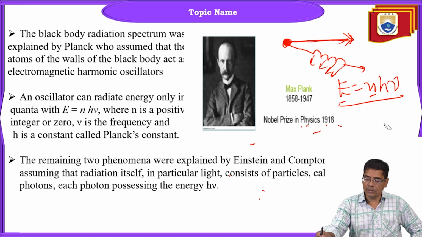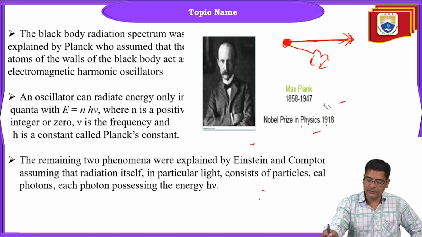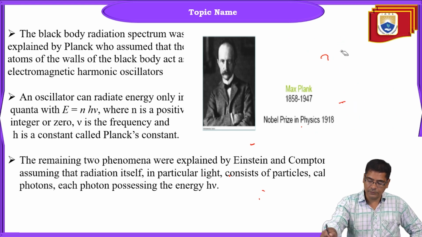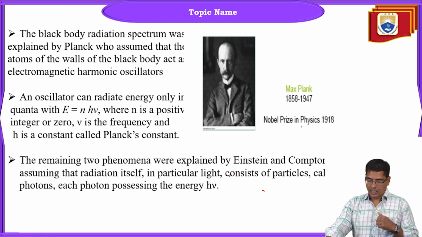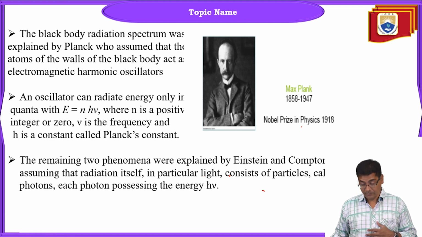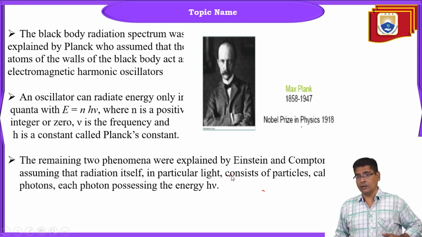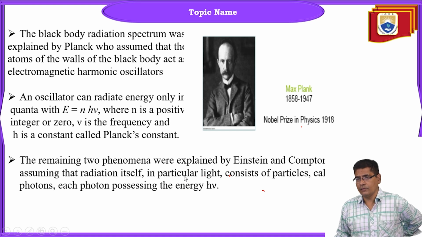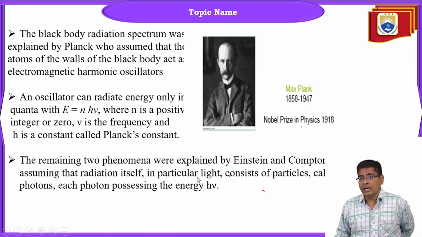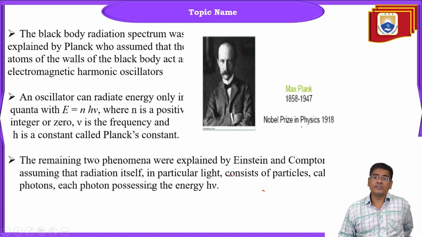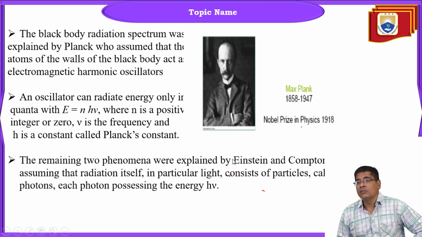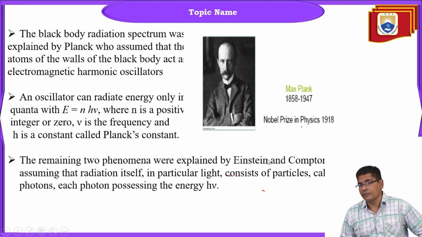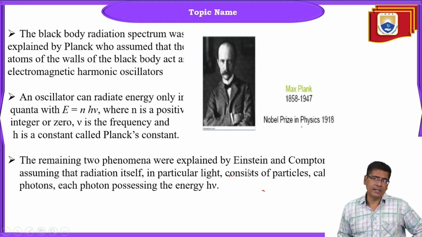Right. So this is what we need to understand, some of the fundamental concepts of quantum theory. The remaining two phenomena were explained by Einstein and Compton by assuming that radiation itself, in particular light, consists of particles called photons. Each photon possesses energy h nu. We need to understand what the Einstein photoelectric effect is, and we also need to understand what the Compton effect is. That's what we'll see in the next classes.